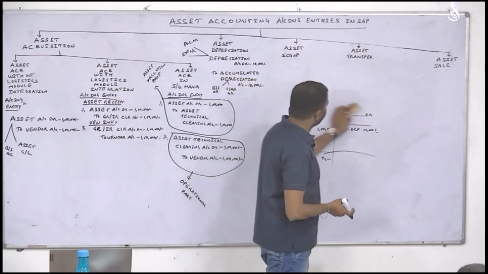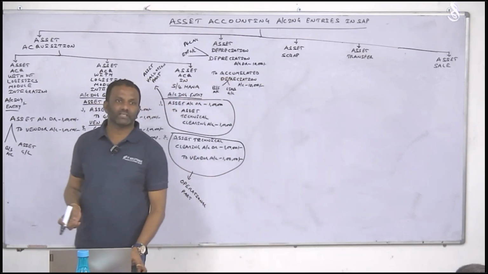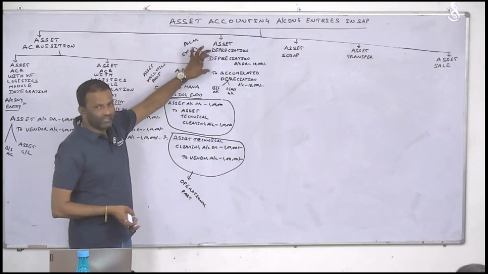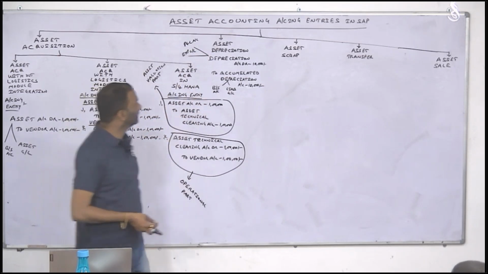If anyone asks from today onwards, what is the accounting entry for depreciation, please don't say depreciation account to asset account. People should say depreciation account to accumulated depreciation account. Okay, right? Done.